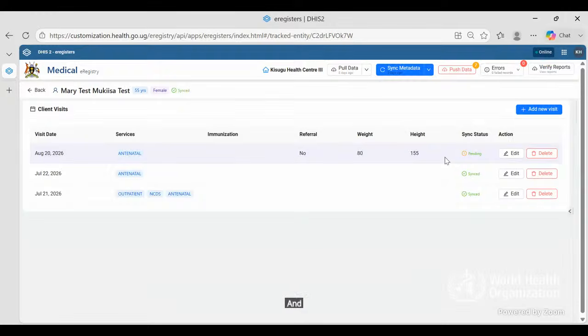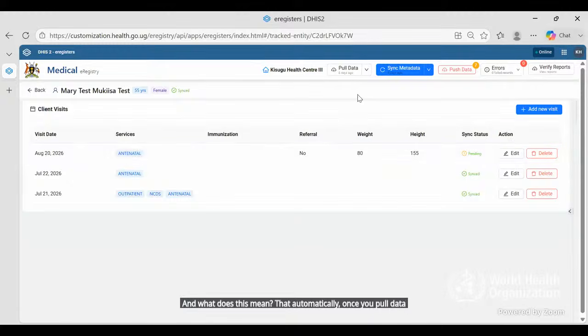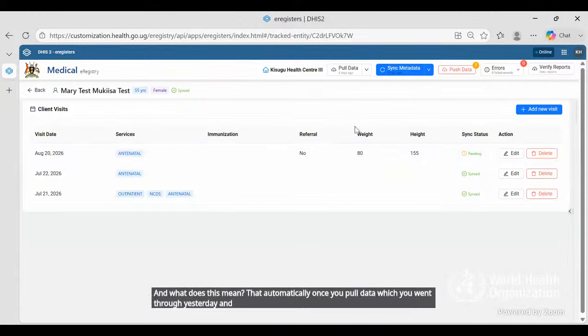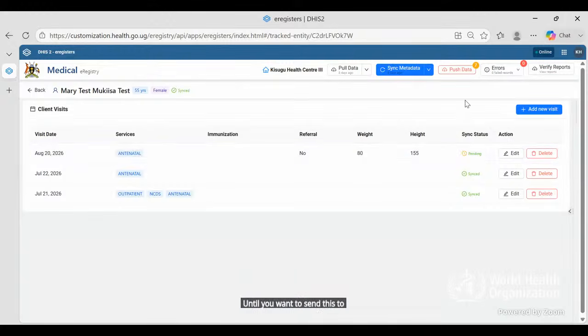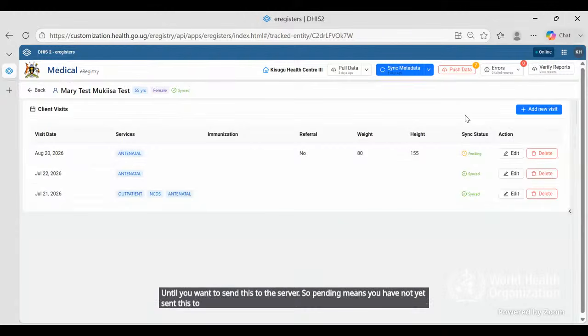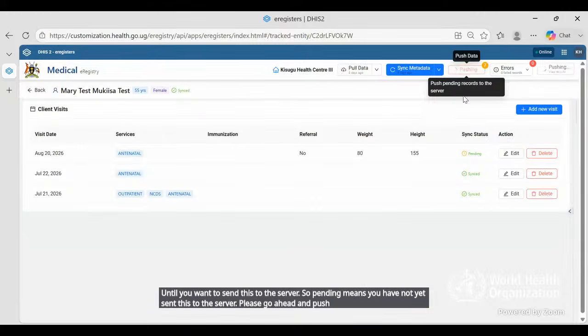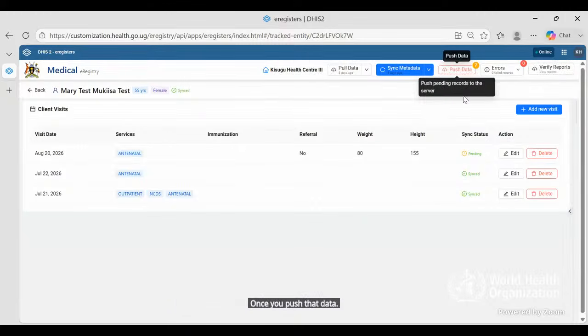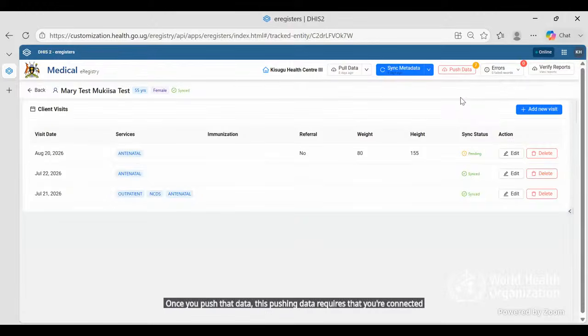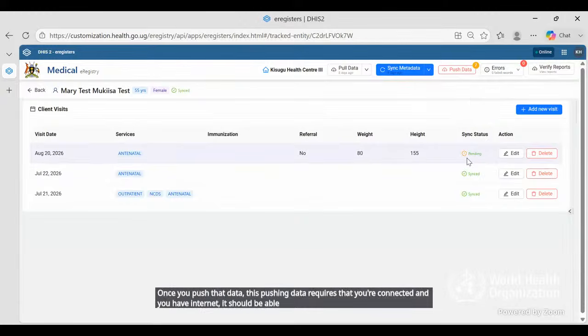And what does this mean? Once you pull data, which we went through yesterday, and you have records on your device, you're technically working with the records you have on your device until you want to send them to the server. So pending means you have not yet sent this to the server. Please go ahead and push data. Pushing data requires that you're connected and have internet. It should then sync, or show that you have synced the data here.